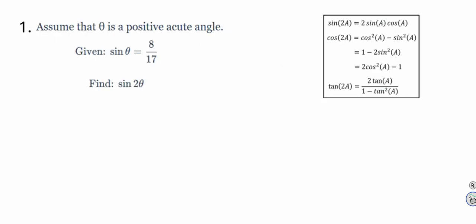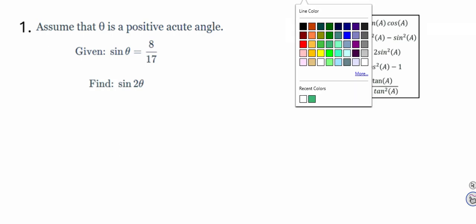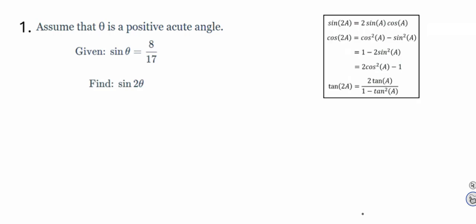All right, so assume that theta is a positive acute angle and that sine of theta is 8 over 17. And they're asking us to find, hey, what would sine double theta look like? So we don't even know what theta is to begin with, so how can we double it, right? So let's talk through this. We don't really need to think too much about it. We just need to decide what formula to use.